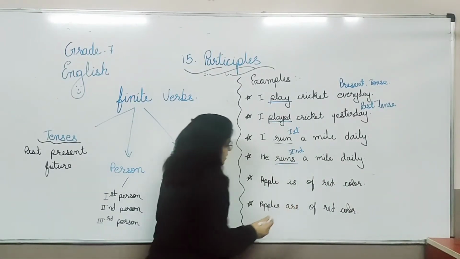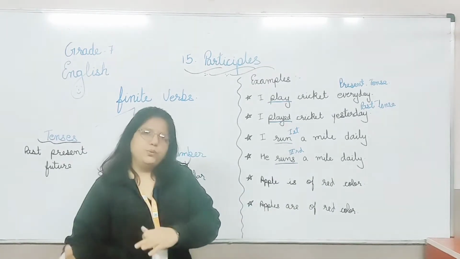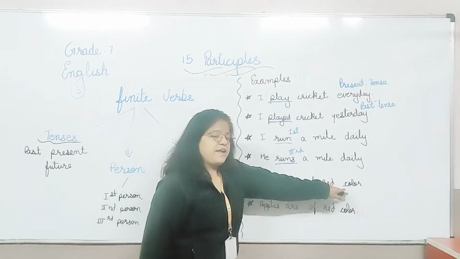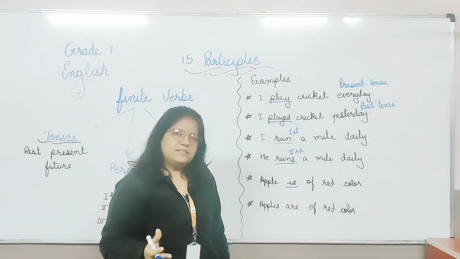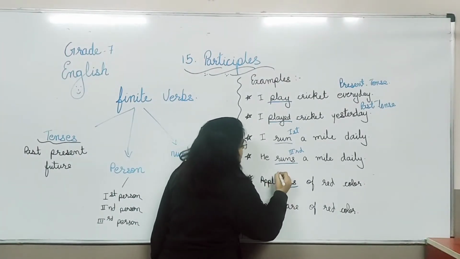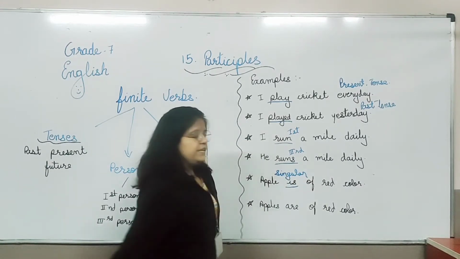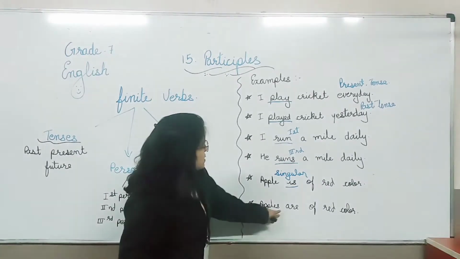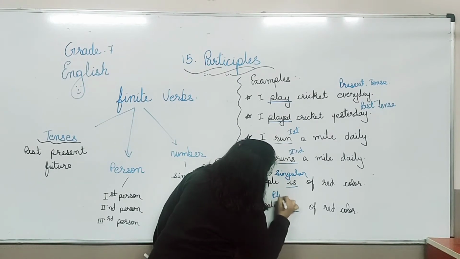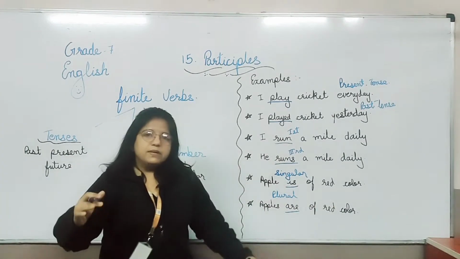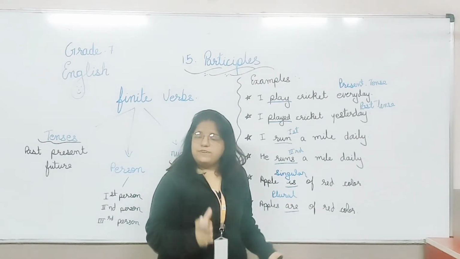Now let's see the last one, which is according to number, whether the subject is singular or plural. Apple is of red color. Here is is a verb and apple is singular. Now, apples are of red color. Here when apples becomes plural, the verb is also changing. So is and are here are finite verbs.